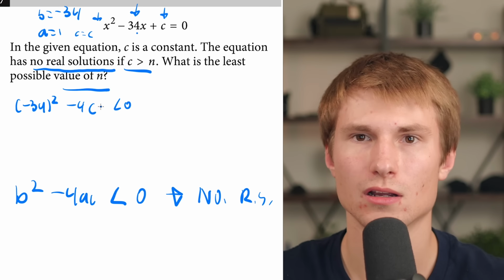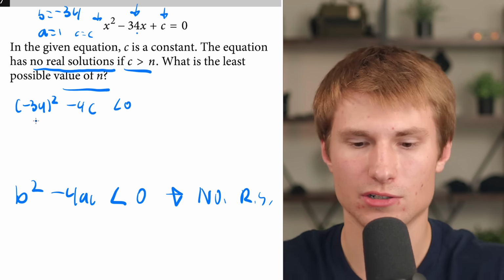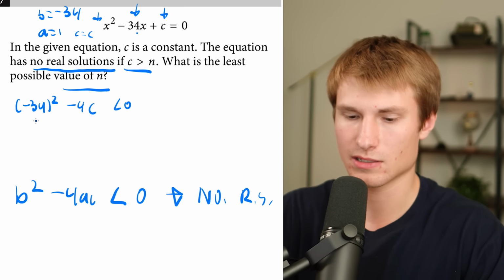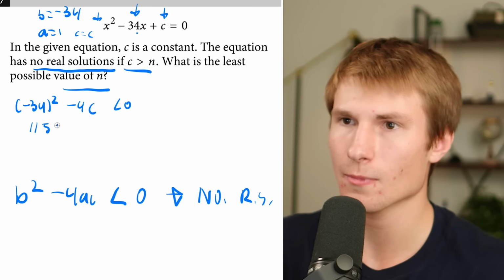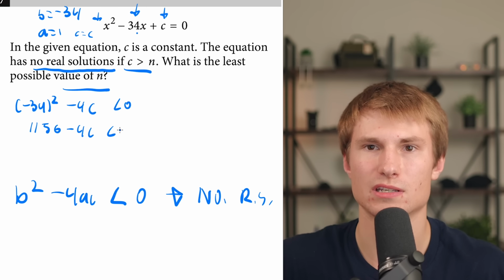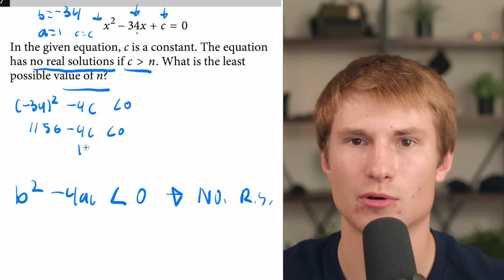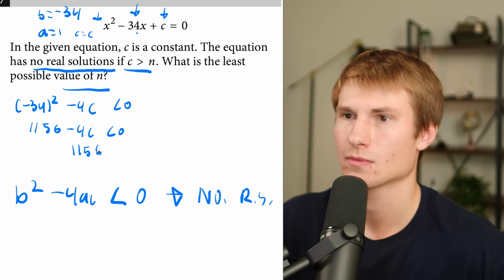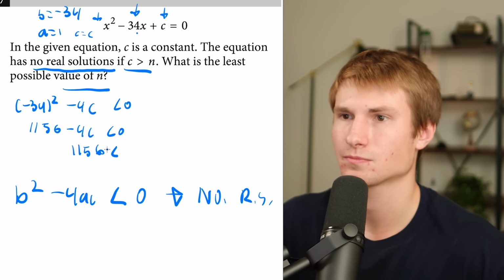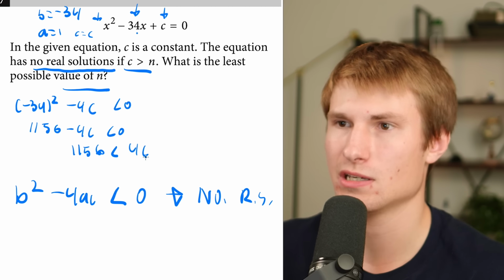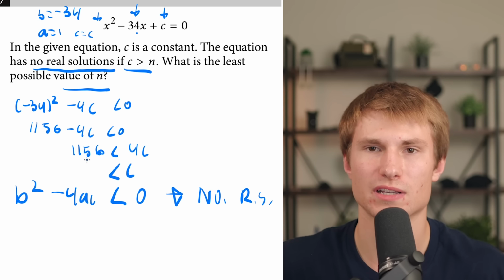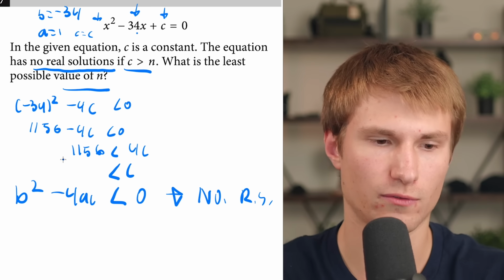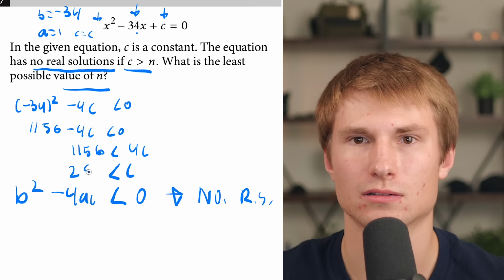All right, from here, we want to isolate c. So let's go ahead and do negative 34 squared, see what that gets us. That's going to give us 1156. So we've got 1156 minus 4c must be less than 0. I'm going to go ahead and add 4c to both sides. So now I get 1156 must be less than 4c. From there, I'm going to divide both sides by 4. Okay, 1156 over 4 is going to give us 289.